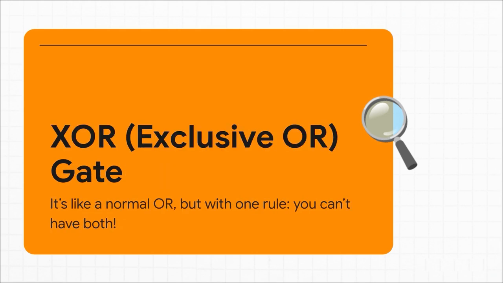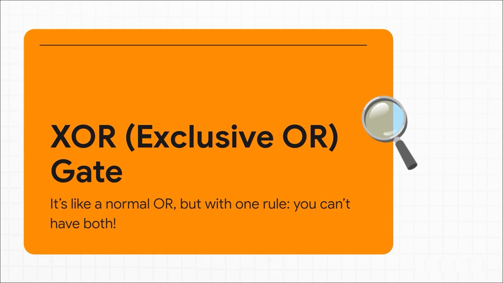Okay, one more for you. This one's a little special. It's called the XOR gate, which stands for exclusive OR. Now, it's like the OR gate, but with a catch. The exclusive part is key. It means one or the other, but not both. The output is only true if the inputs are different. So a true and a false, that's true. But two truths? Nope, that's false.